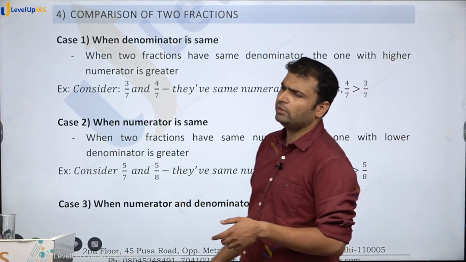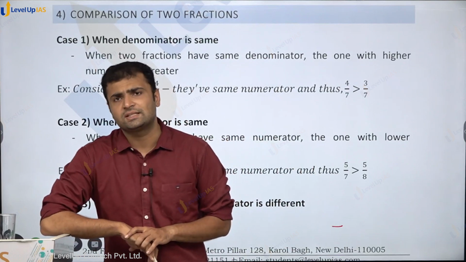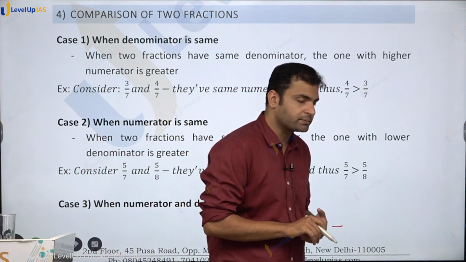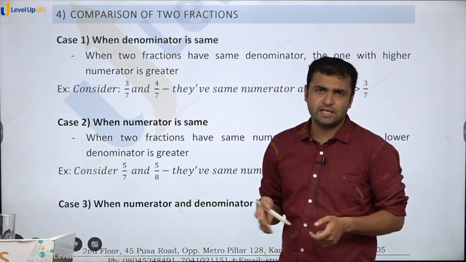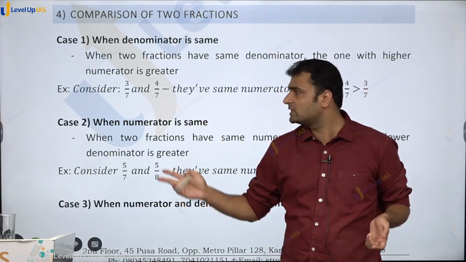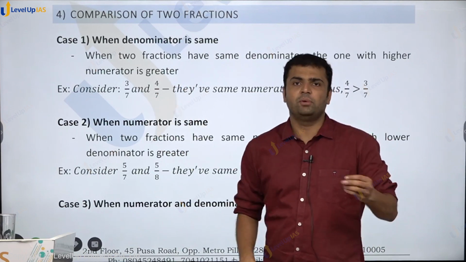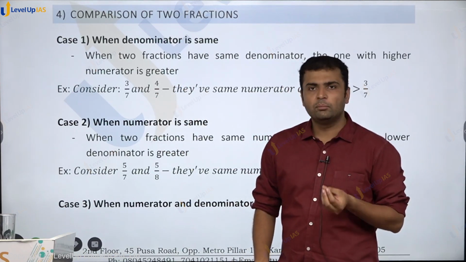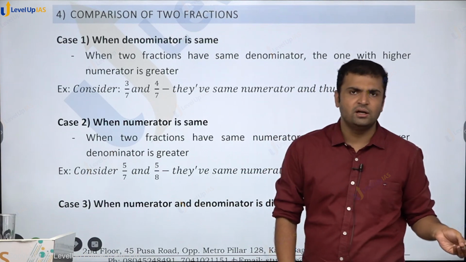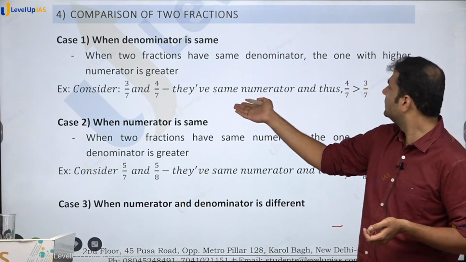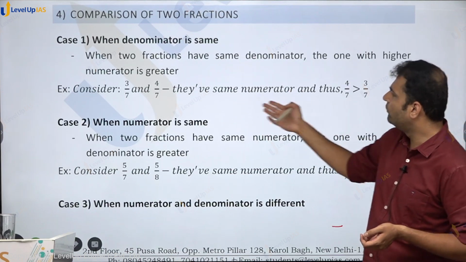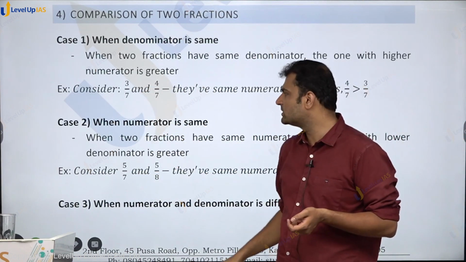Next, we want to talk about comparison of fractions. We want to compare two fractions. Very simple. We have made cases. First case is if the denominator is same, then जिसका numerator बड़ा वो fraction बड़ा. The fraction with the bigger numerator is bigger. 3/7 and 4/7. They have the same denominator and thus 4/7 is greater than 3/7.